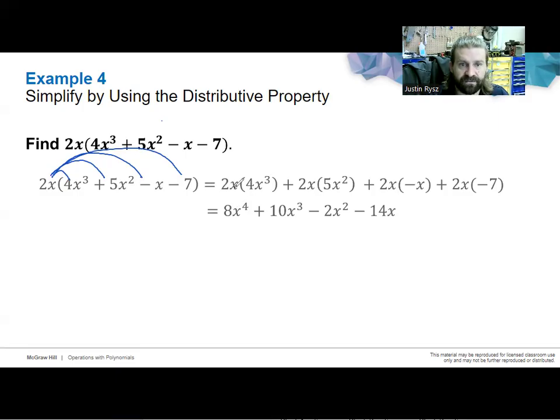So 2 times 4 is 8, x to the first times x cubed means x to the fourth. X to the first, x squared, x cubed. So you can see the degrees go up, and we're just multiplying the numbers in front.